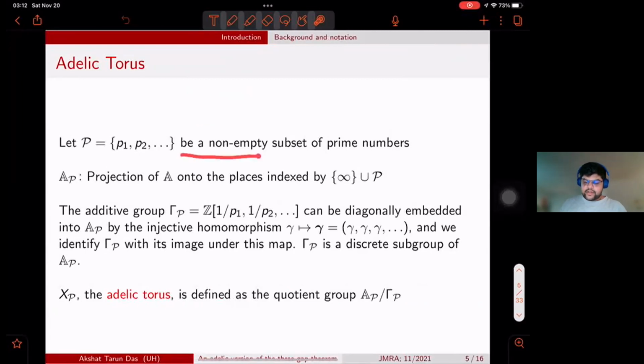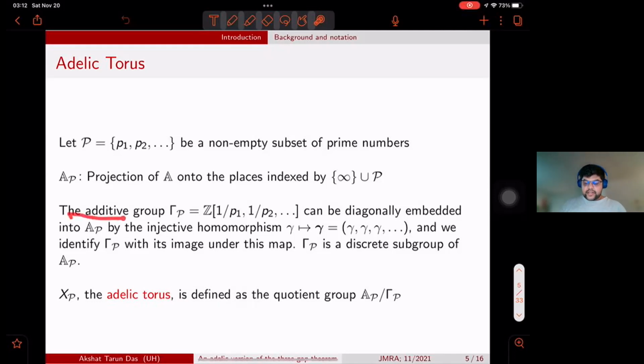So this is just a non-empty subset of the prime numbers. You're free to choose whatever you want. Then let's consider another topological ring, which is denoted by AP. This is the projection of the adeles specifically onto the places which are indexed by infinity, which is the real component, and then the primes which occur in the set P that we have. So this topological ring has the final topology with respect to this projection.